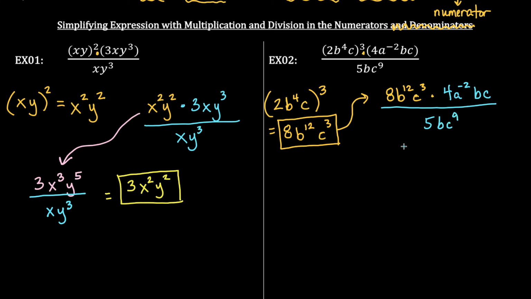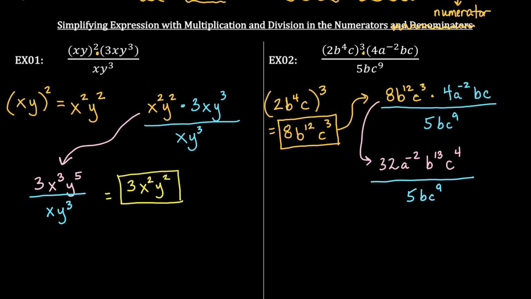And then let's simplify this top part. So 8 times 4 is 32. We should start with a's, right? A to the negative second. There's no more a's, so I'll just write a to the negative second. B, 12 times b is b to the 13th. C to the third times c is c to the fourth. And then we'll put that over 5bc to the ninth.